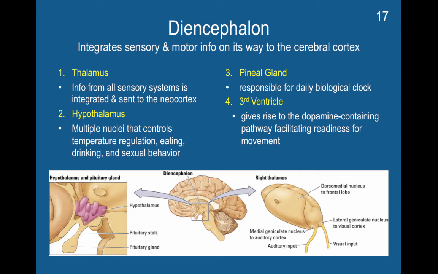Now we also have the diencephalon. The diencephalon integrates sensory and motor information on its way to the cerebral cortex. So information comes in from the periphery into the spinal cord, okay? And this is the diencephalon right in here. So you can see that this is your spinal cord information that's going to come up here, and it's going to pass through this area right here. This is where your diencephalon is.